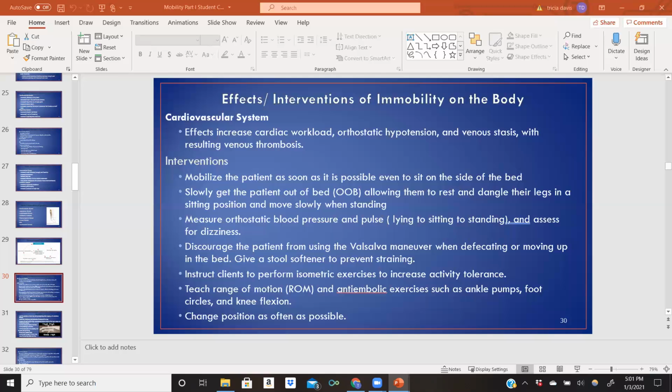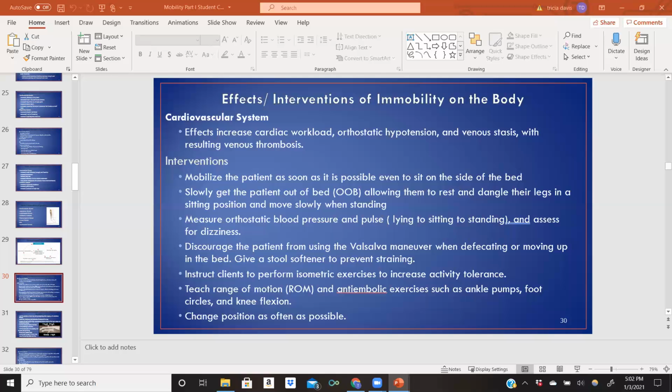Something just as simple as sitting to the side and dangling those feet. Get the patient slowly out of bed, allowing them to rest and dangle their legs in a sitting position and move slowly when standing. You're going to measure that orthostatic blood pressure and pulse. We just talked about that, lying to sitting to standing, and assess for dizziness. So that is a sign of orthostatic hypotension when they change those positions and they get dizzy. So if that happens to your patient, you want to slowly just get them to the edge of the bed, support them. Don't encourage them to stand until the dizziness has resolved.